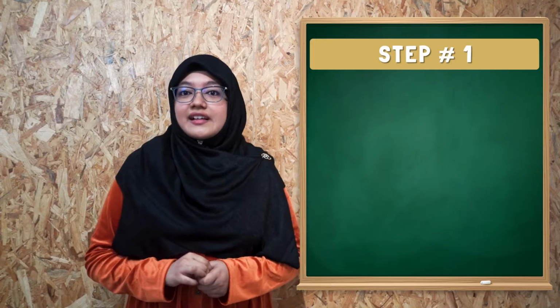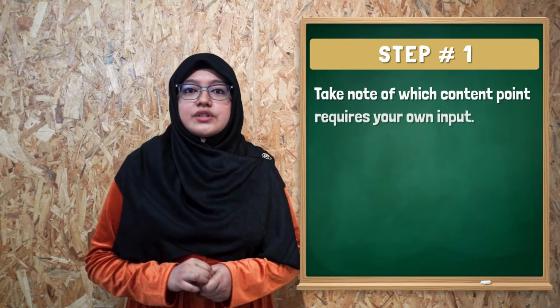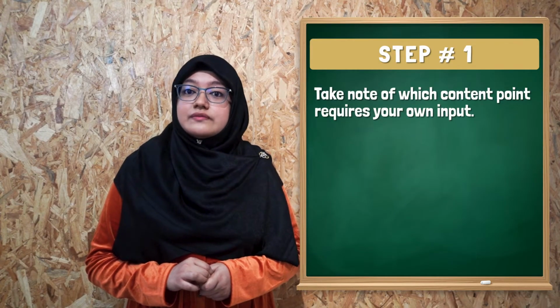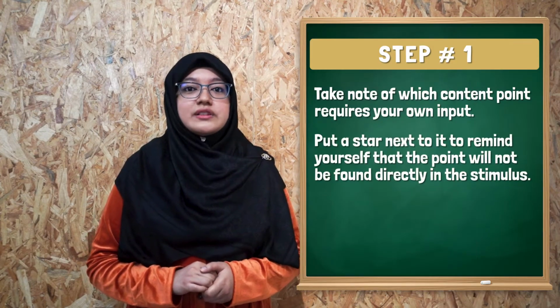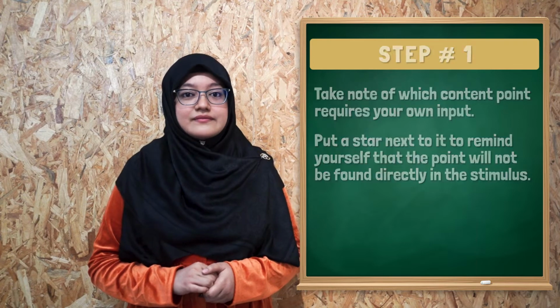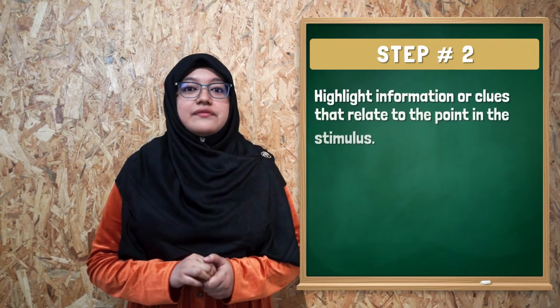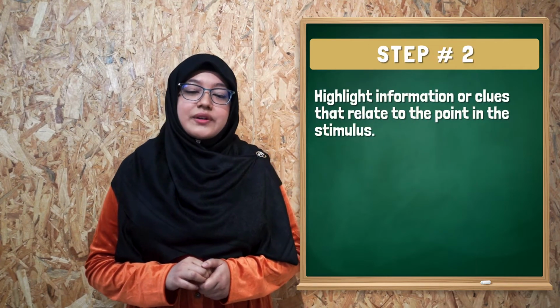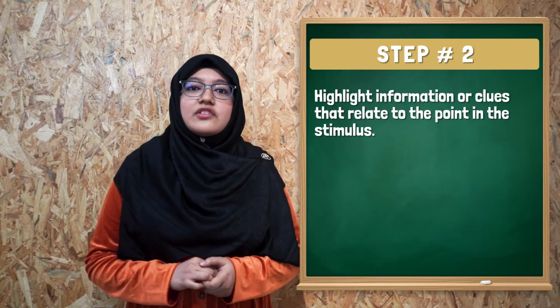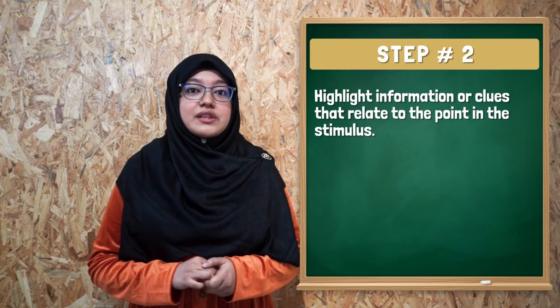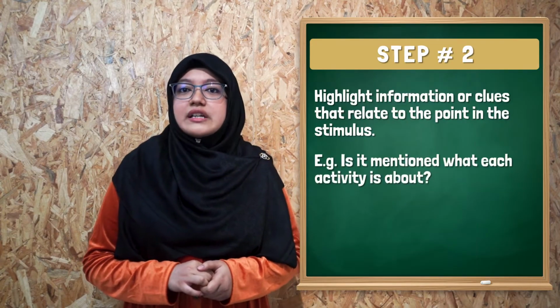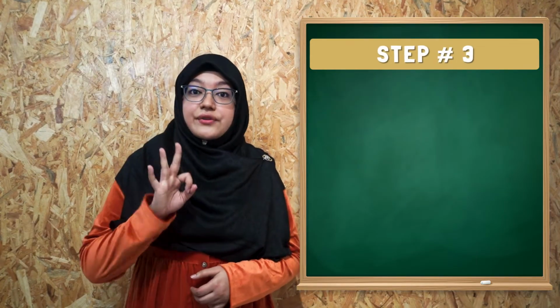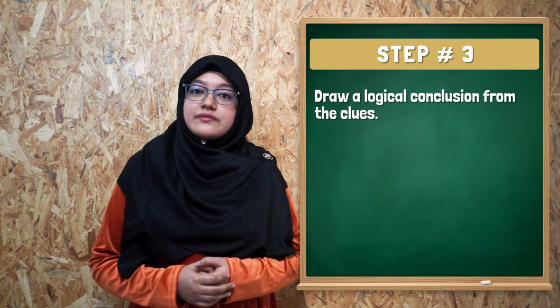1. When analysing the content points, take note of which content point requires your own input. You may also wish to put a star next to it to remind yourself that the point will not be found directly in the stimulus. 2. Highlight any information or clues that relates to the point in the stimulus. There should be hints to help you generate ideas even though the actual point is not there. For example, is it mentioned what each activity is about? 3. Draw a logical conclusion from the clues.